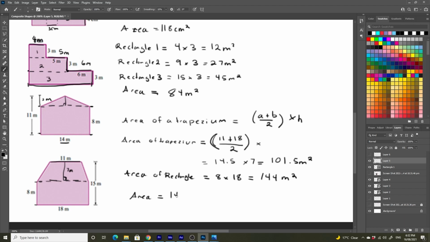144 plus 101.5, which is equal to 245.5 meters squared.